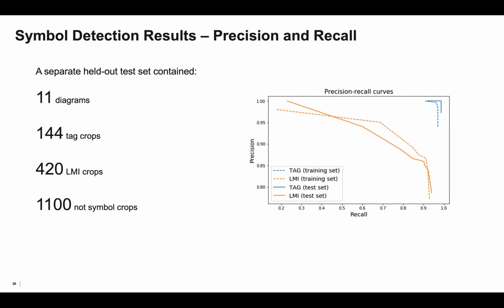To evaluate our symbol detection approach, we created a separate held-out test set with 11 diagrams containing 144 tag crops, 420 LMI crops, and 1,100 not-symbol crops. Looking at the precision recall curves from our evaluation, we found that the training set and test set performance for both classes were close to each other, which means that the model is generalizing and not overfitting to the training set.